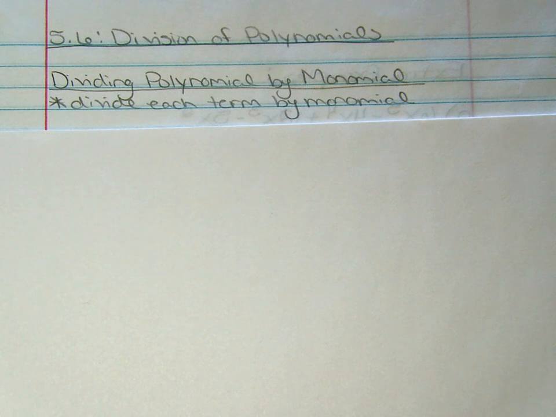The first way we can divide polynomials is by a monomial. Remember, monomial means one term. So if we are dividing by a monomial, the easiest way to approach it is to divide every term of our polynomial by that monomial, is what's going to happen.